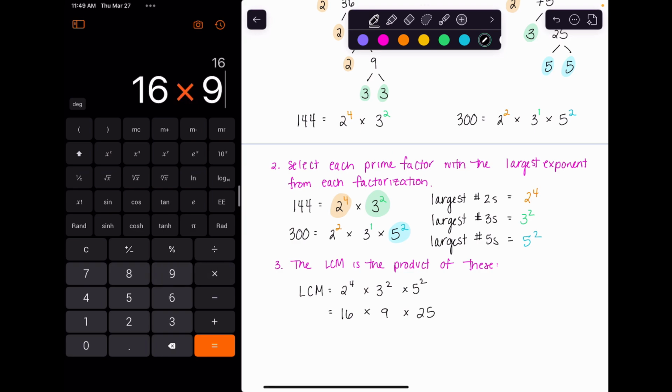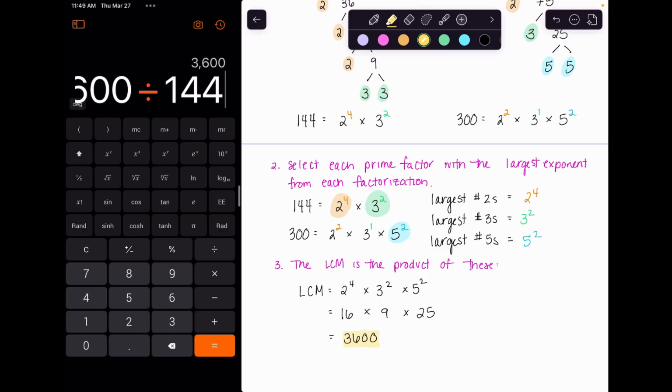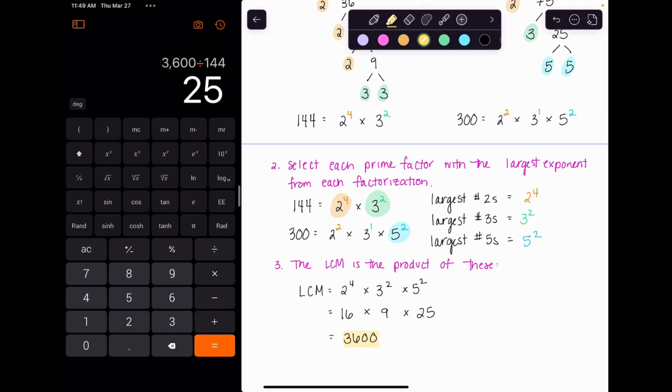So if I take 16 times 9 times 25, the smallest number that is divisible by both 144 and 300 is going to be 3,600. So just to show you, if you divide it by 144, you do get a nice answer. And then 3,600 divided by 300 also gives you a nice answer. So this is the smallest number divisible by 144 and 300.